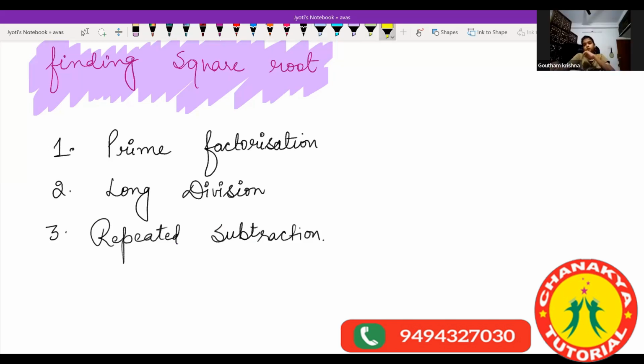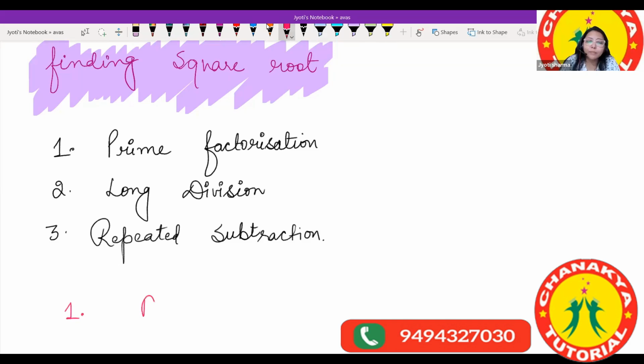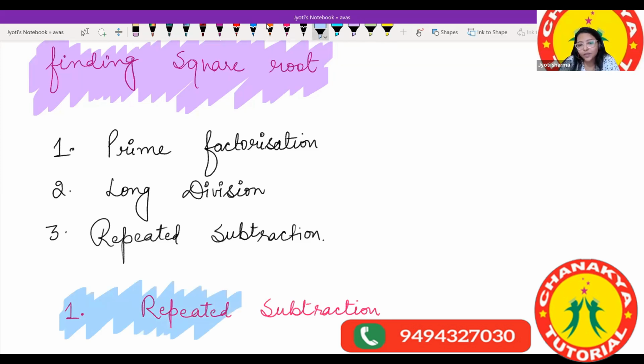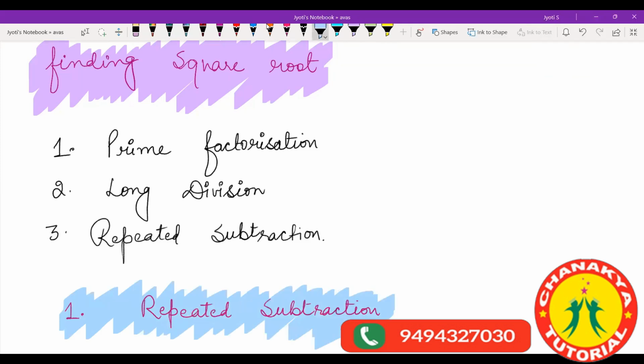No, ma'am. Yeah, let's start with the first, repeated subtraction only. Though you are not able to use this repeated subtraction for bigger numbers, you should still know that there is a method which exists. We'll separate it with odd numbers.